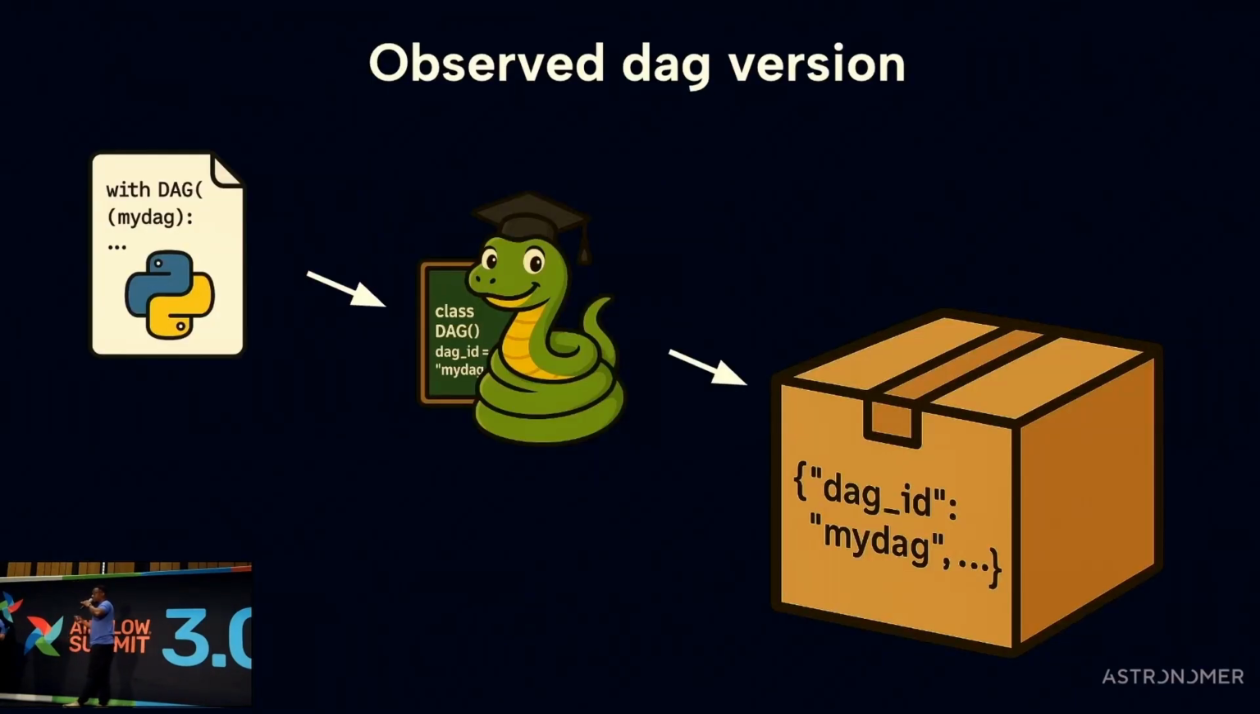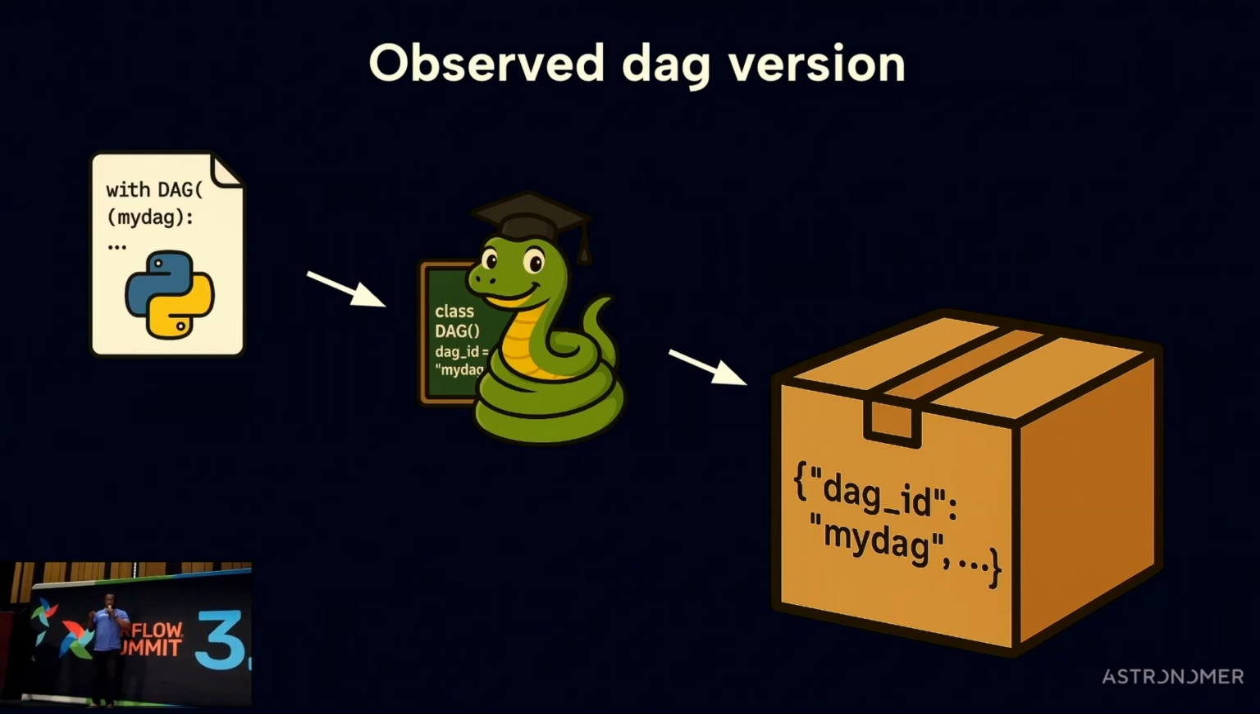Now let's talk about what we call observed Dag version. Observed Dag version is a version of a single Dag. Remember we said bundle version is a version of the whole bundle. Well, for a single Dag, we have what we call observed Dag version. This observed Dag version does not depend on a file name, so if you change the file name, it will not trigger a new observed Dag version.